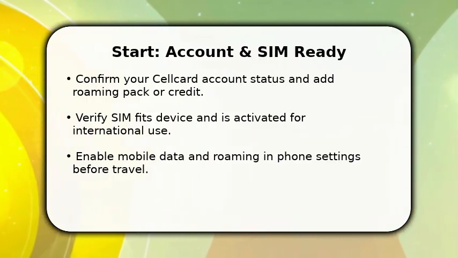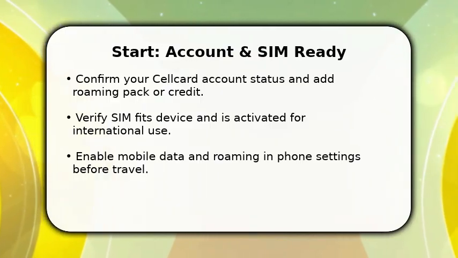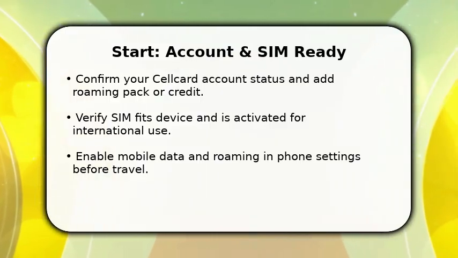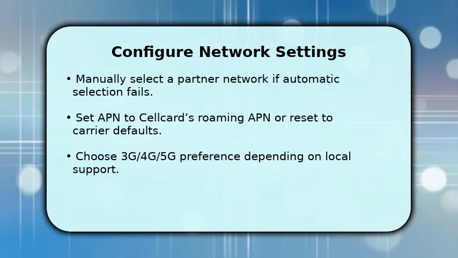Make sure airplane mode is off and restart the phone to force a fresh network registration, so the device can search for partner networks. Now you'll configure the phone so it talks correctly to foreign towers.